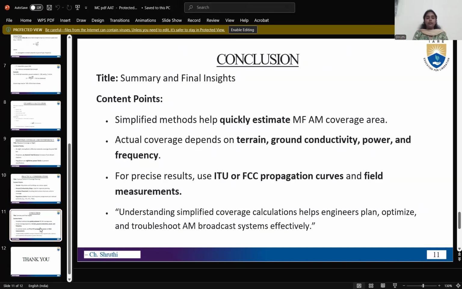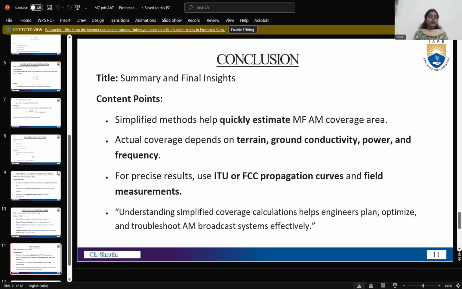Let's conclude the topic, the summary and the final insights. Simplified methods help quickly estimate MF AM coverage area. Actual coverage depends on the terrain, ground conductivity, power, and the frequency. For precise results, use ITU or FCC propagation curves and measurements. Understanding simplified coverage calculations helps engineers plan, optimize, and troubleshoot AM broadcast systems effectively.